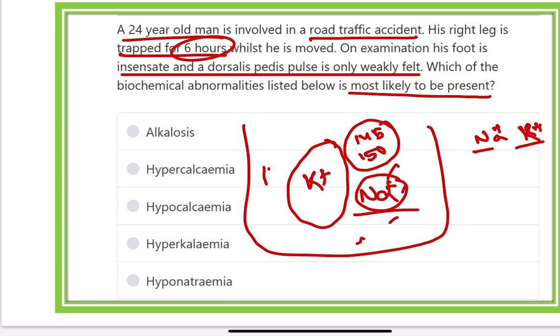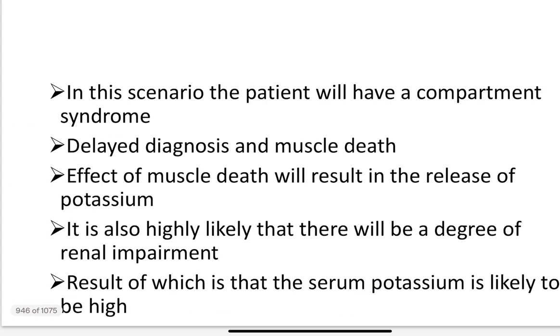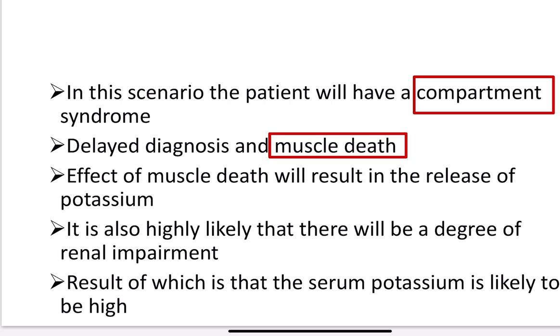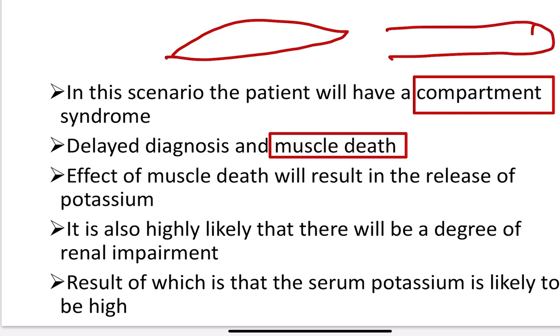So in case of being trapped for 6 hours, what occurs in this scenario? The patient develops compartment syndrome. That means the pressure within the compartment of the foot is increased, and in this condition muscle death and necrosis occur. Muscle is one type of cell, and muscle is actually a bag of potassium because it is made of cells.